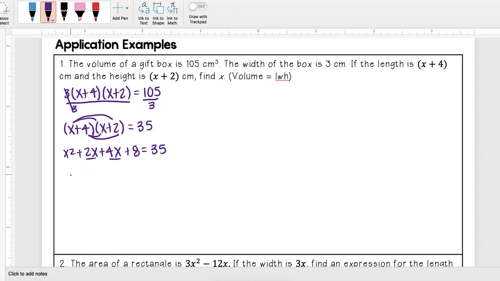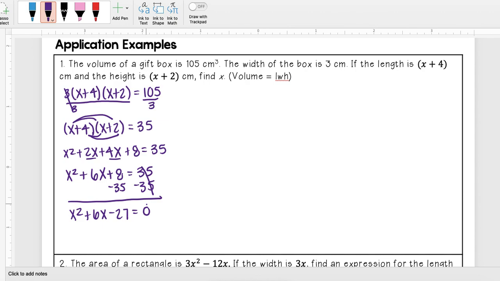Combine my like terms inside, and I have 6x. And now at this point, I can go ahead and subtract my 35 from both sides. Now I have something that's 3 terms and set equal to 0, and it's in a way that I can now factor it.